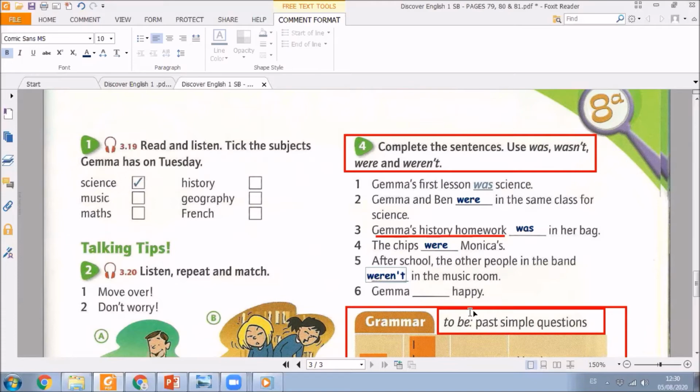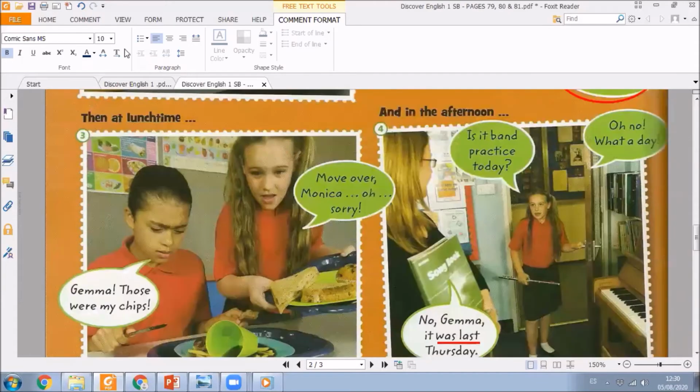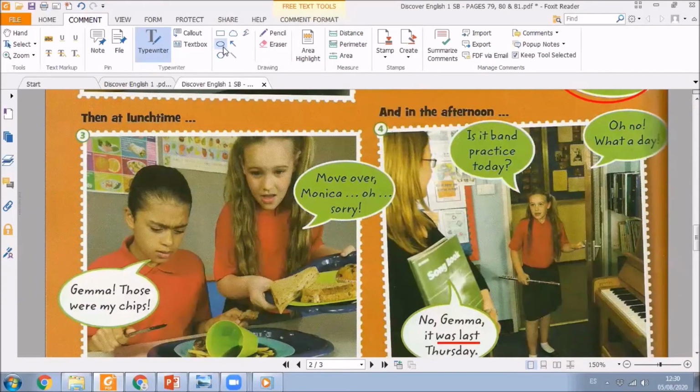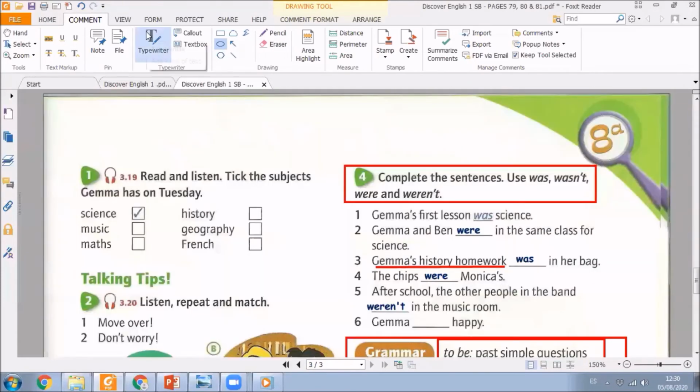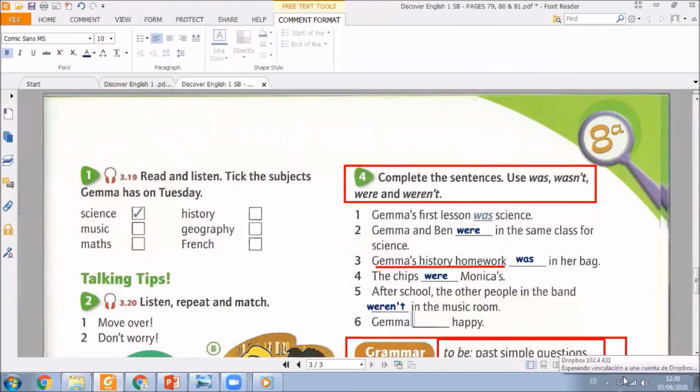And number six, Gemma, blah, blah, blah, happy. Look at her face. What do you think? Was she happy? Are you sure? Very good. So we are going to say that Gemma wasn't happy. Very good. Excellent. Let's continue with exercise number five.